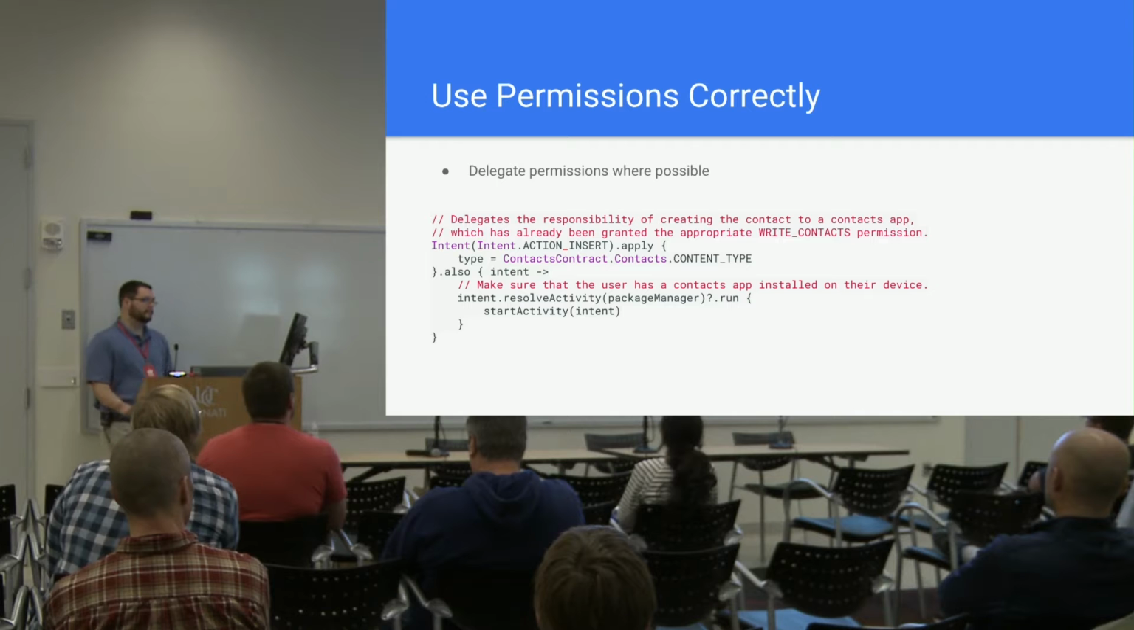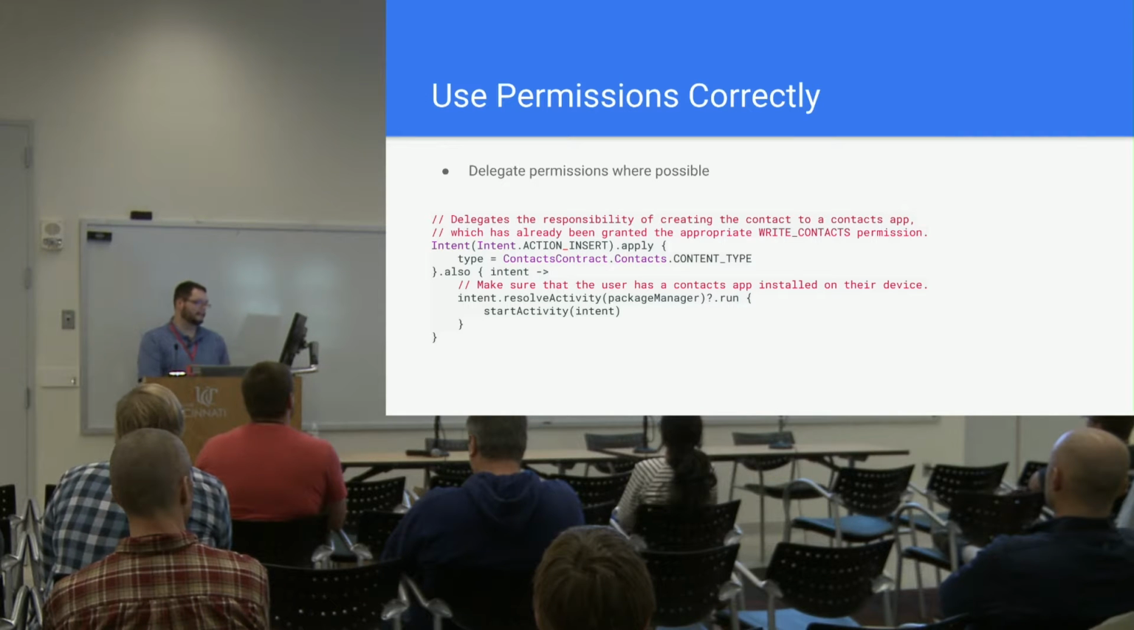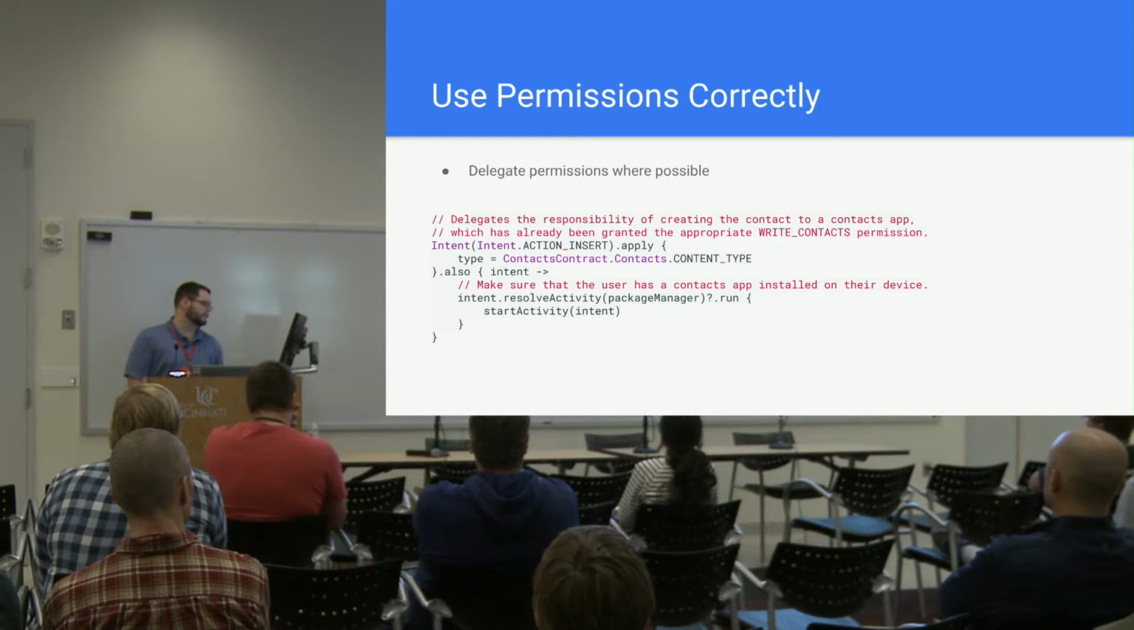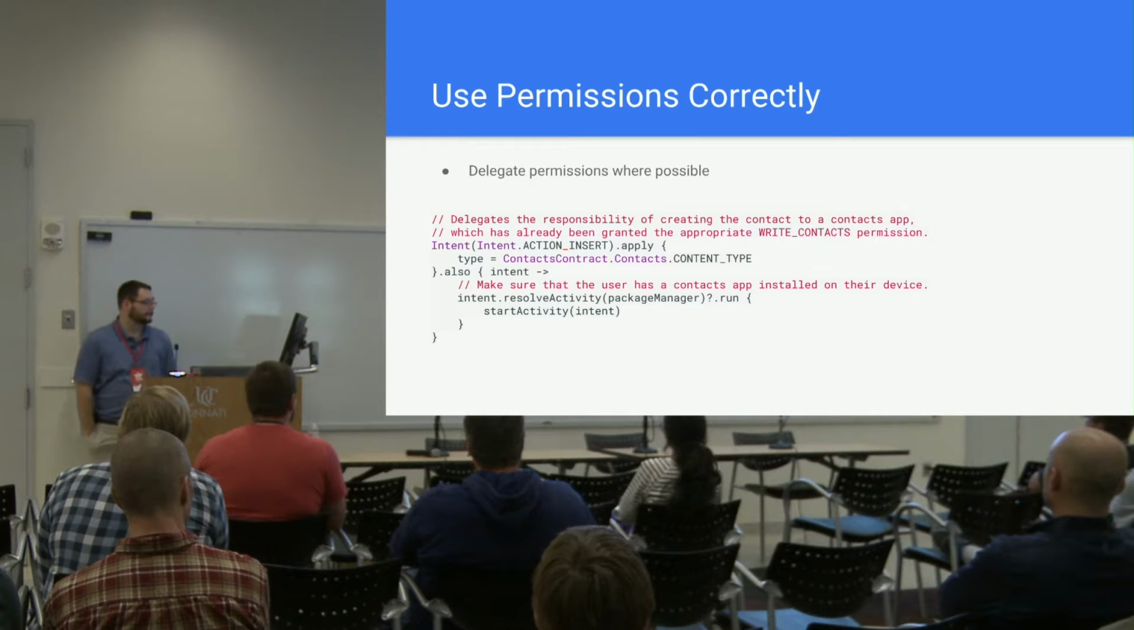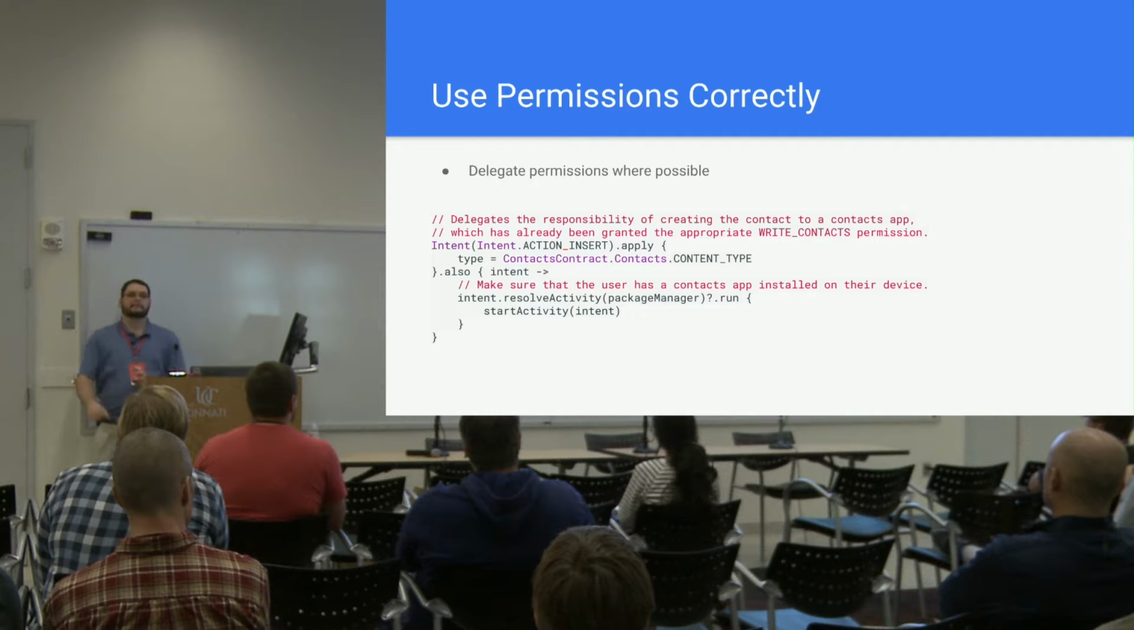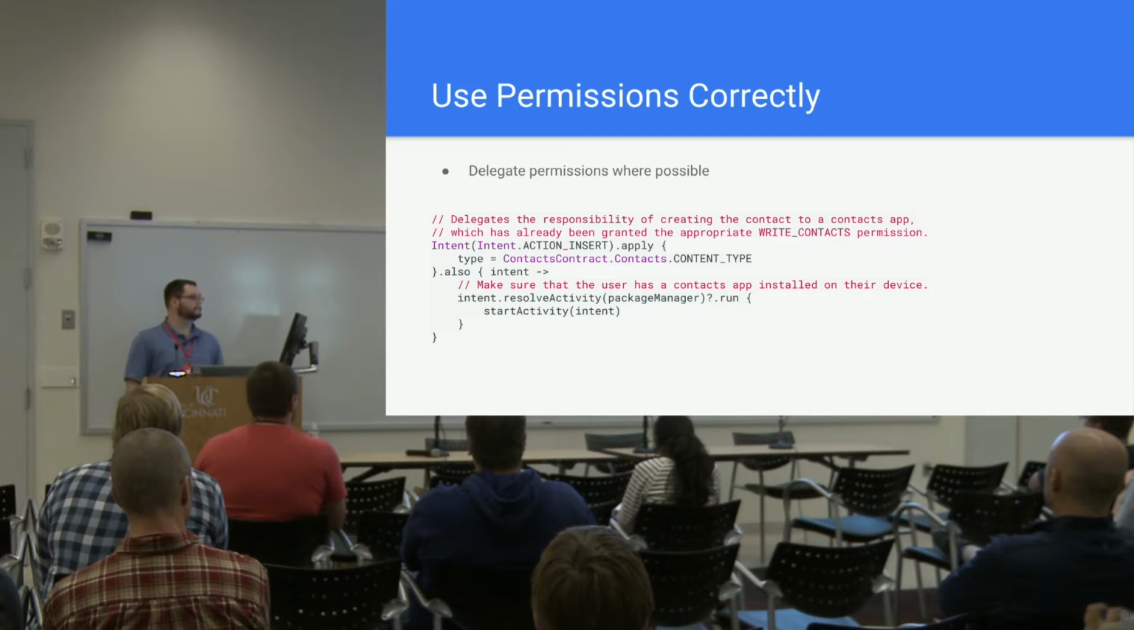You can delegate permissions where possible. So it'll delegate the responsibility of creating the contact, for example, to a contacts app. In this case, it's already been granted the appropriate write contacts permission. So say this intent with the action insert, we're going to make sure that that user has a contacts app installed on their device. And if so, we're going to delegate to that contacts app instead of getting the write contacts permission ourselves.